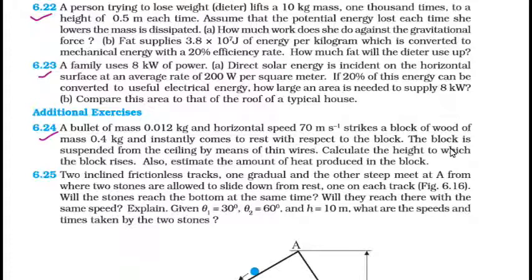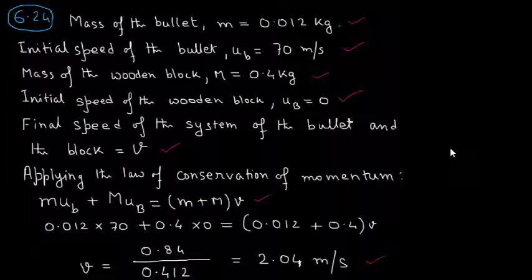So, the solution is: mass of the bullet small m is equal to 0.012 kg. Initial speed of the bullet u_b is equal to 70 meter per second. Mass of the wooden block capital M is equal to 0.4 kg.